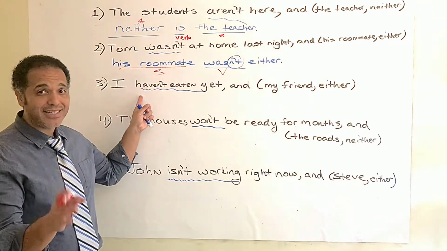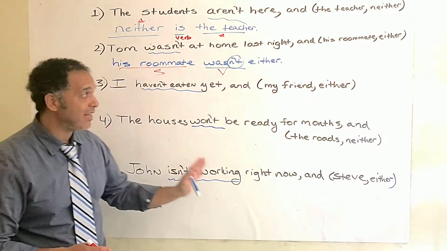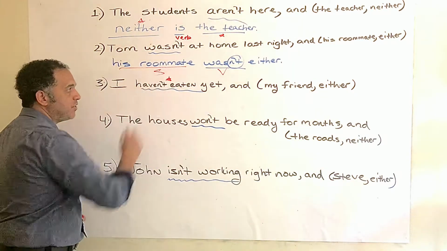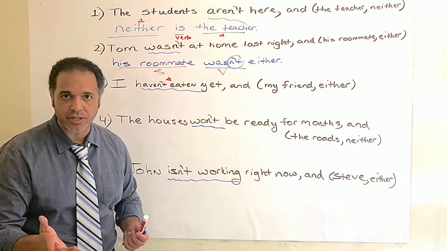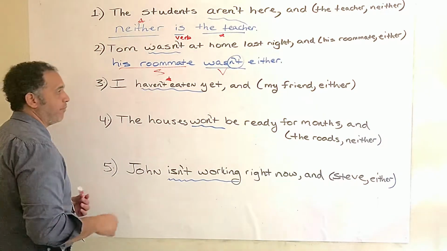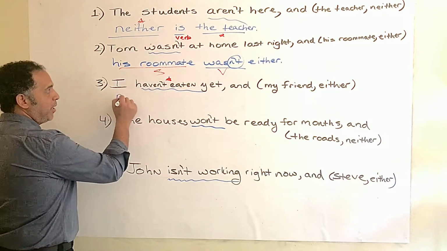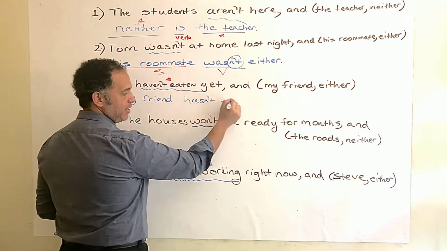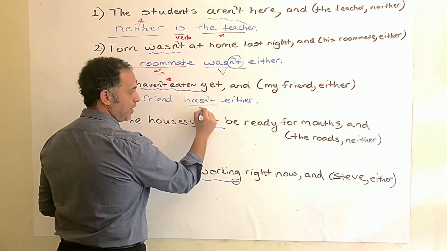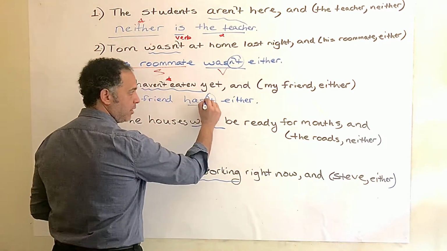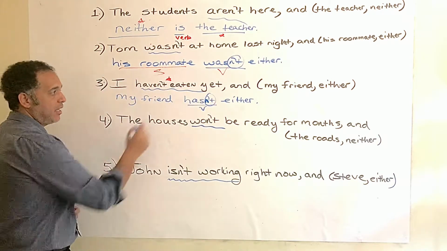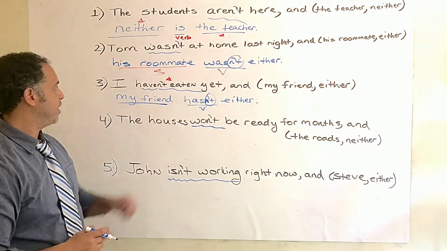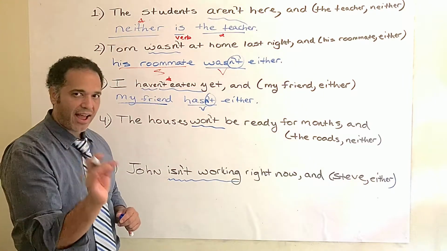I haven't eaten yet, and my friend, and then we have either. So, this verb tense right here is present perfect. You guys can use it with this grammar as well. So, I haven't eaten yet, and my friend hasn't either. Okay, so we got to use the verb. We make it negative. Okay, my friend hasn't or has not. I don't say haven't because it's my friend. Again, lots of things to watch out for. So I haven't eaten yet and my friend hasn't either.